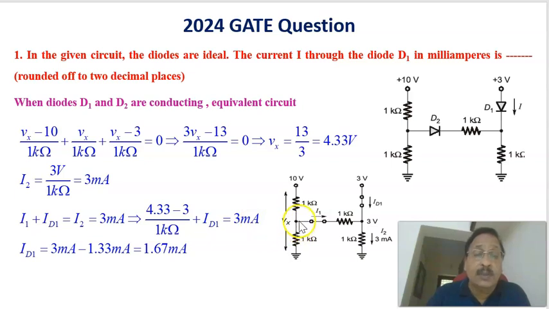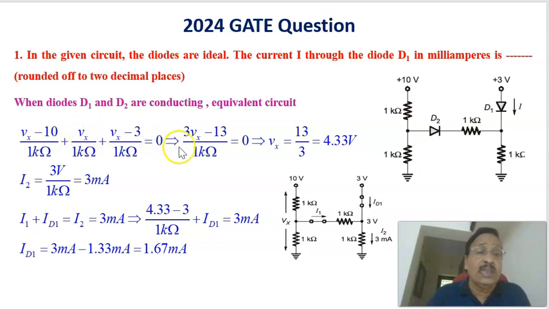if you write the nodal equation at this node, Vx is the voltage at this point. Vx minus 10 volt divided by 1k, that is this current, plus Vx divided by 1k, that is this current, plus Vx minus 3 volt, because here 3 volt is connected, Vx minus 3 divided by 1k, that should be equal to 0. Actually, we are applying Kirchhoff's current law, and the nodal equation is written.